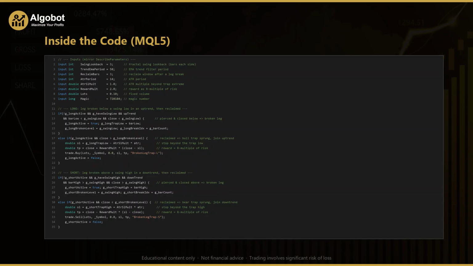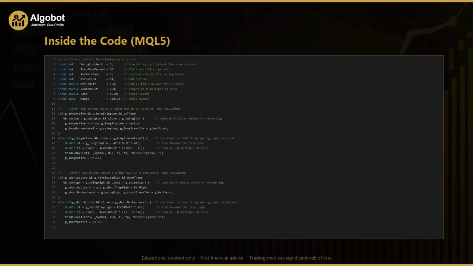The second branch is the entry. Once active, if a later bar closes back above that broken level, the reclaim is confirmed. The stop is set below the trap low using the average true range. The take profit is set at the reward multiple of the risk, and trade.buy places the order.